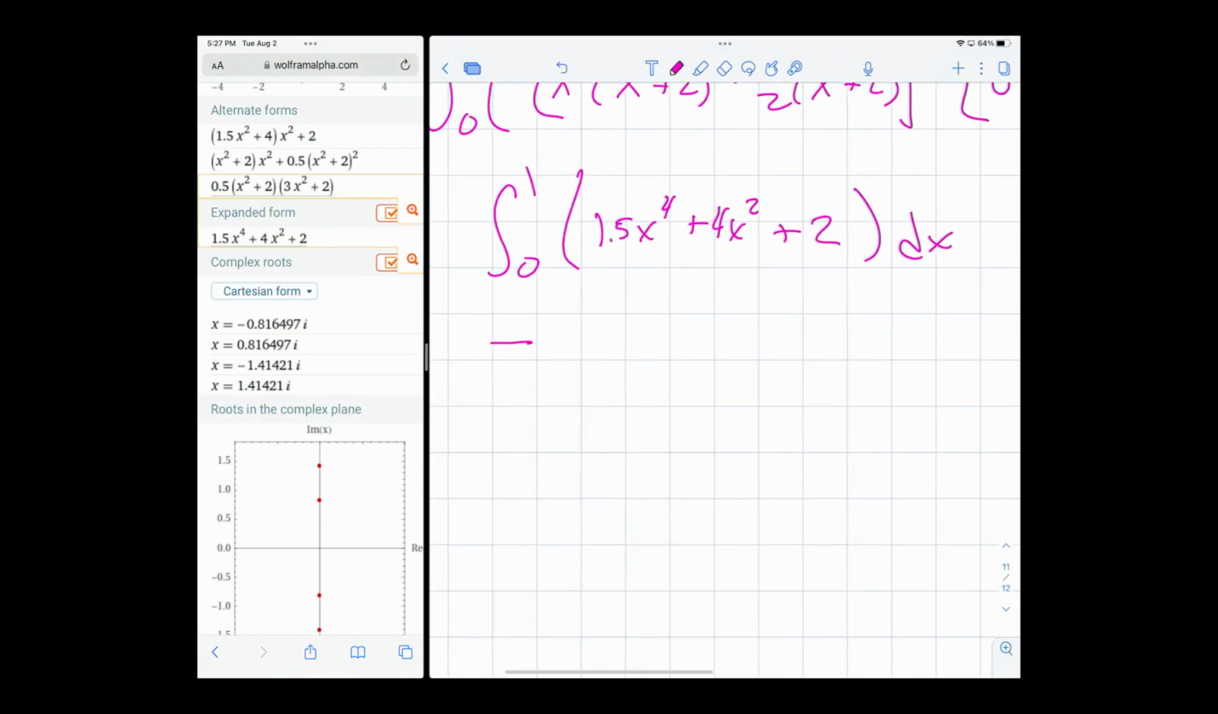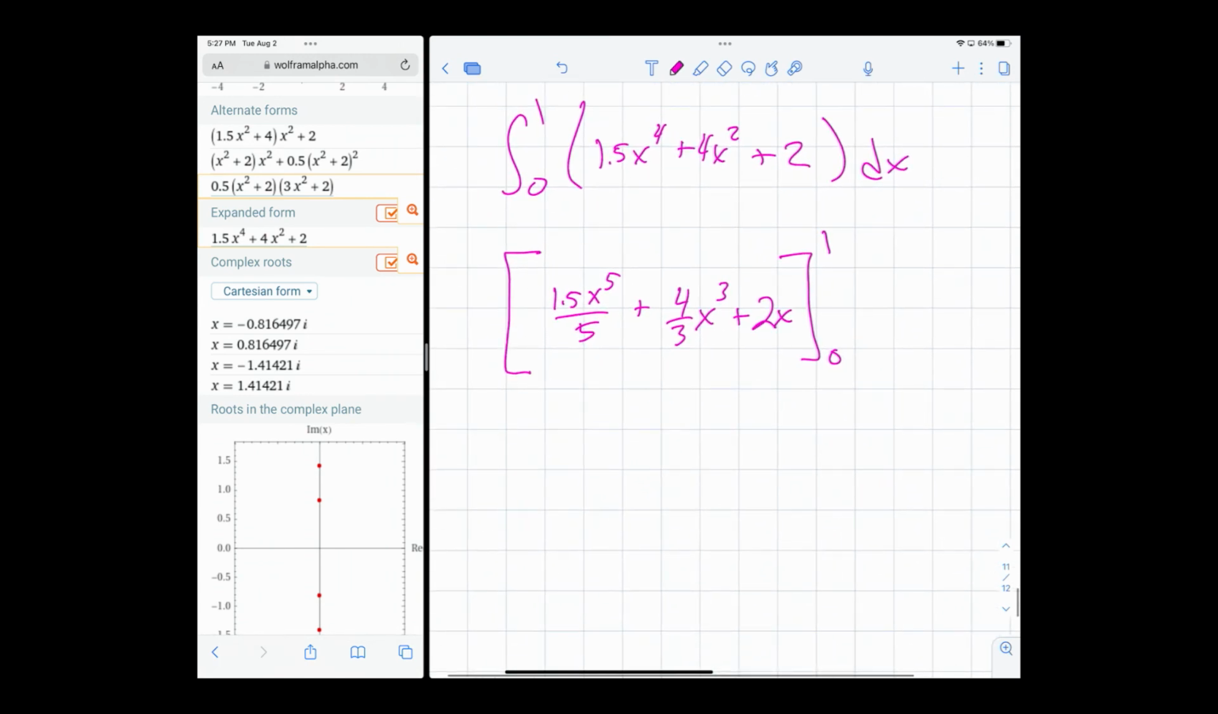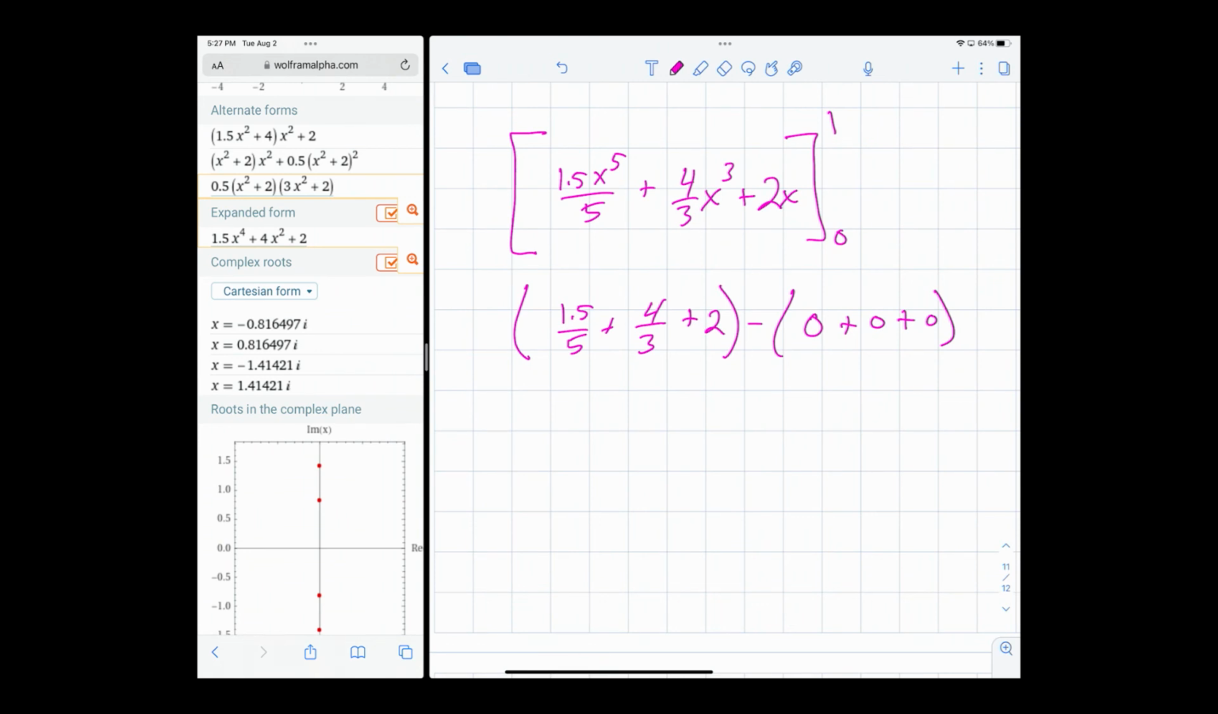We need to integrate that with respect to x. So we're going to have 1.5 x to the fifth over 5 plus 4/3 x cubed plus 2x between 0 and 1. Put in a 1. We get 1.5 over 5 plus 4/3 plus 2, minus, plug in a 0, 0 plus 0 plus 0. So we end up with just 1.5 over 5 plus 4 over 3 plus 2, which is 109 over 30.